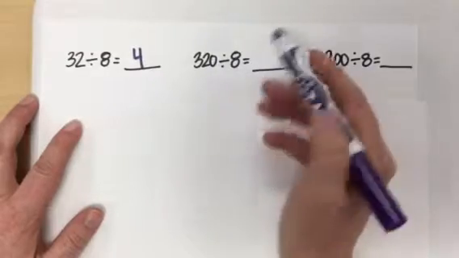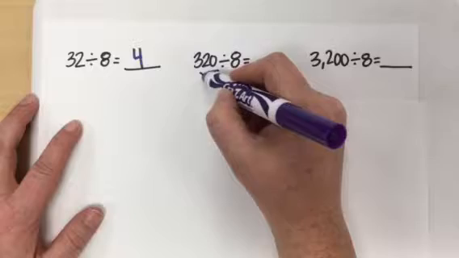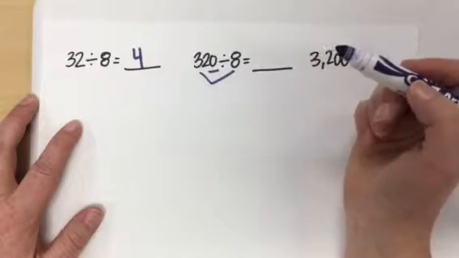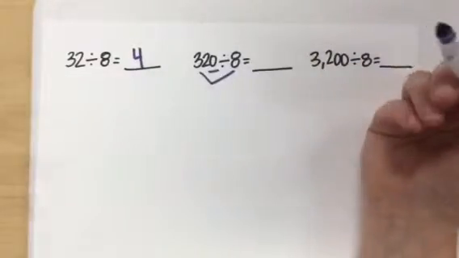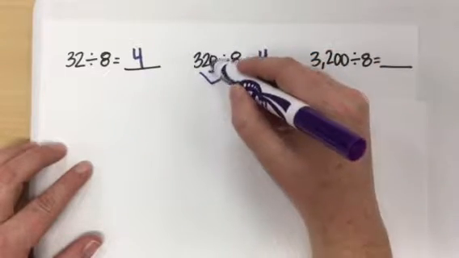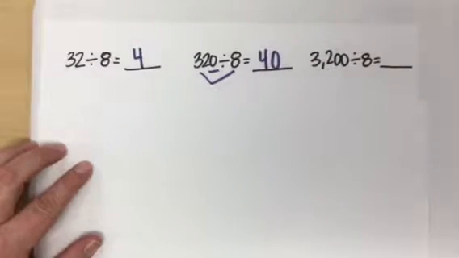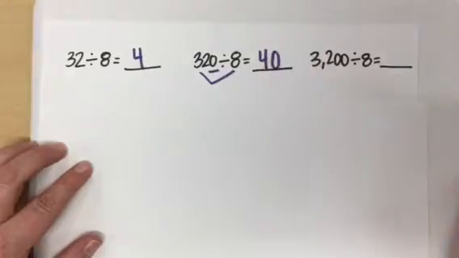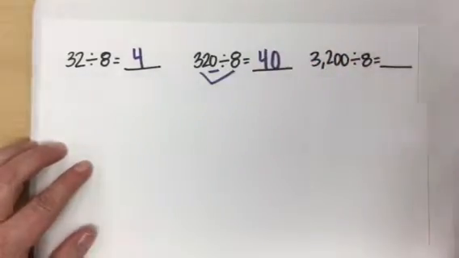So now when I have a 0 added on here, I can just look at 32 divided by 8. I can kind of ignore that 0 for a minute. What's 32 divided by 8? Well, it's 4 because I know 8 times 4 is 32. So 4. But since I ignored that 0, now I have to add it back on. 40. 8 times 40 is 320 because 8 times 4 is 32. Add the 0 on, 320.